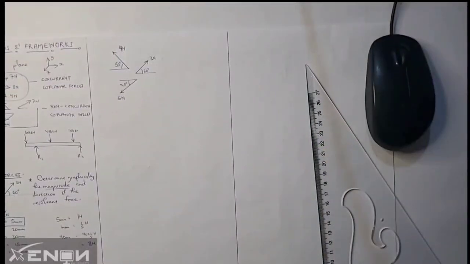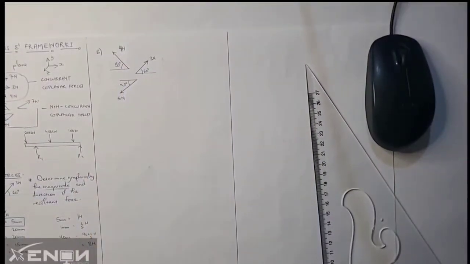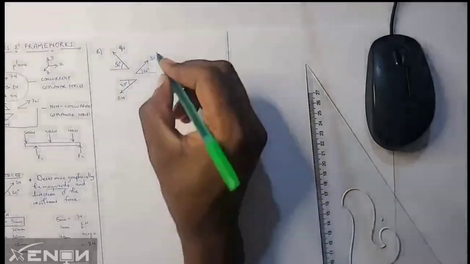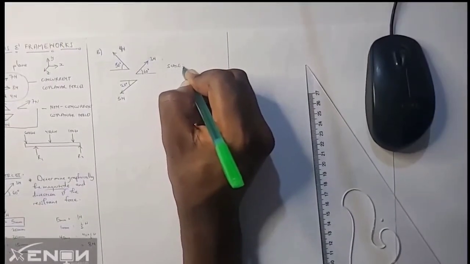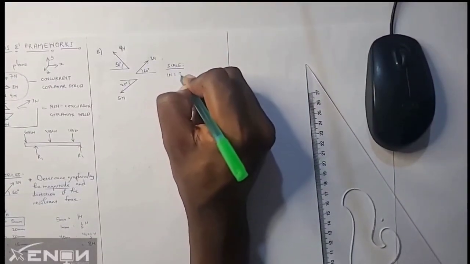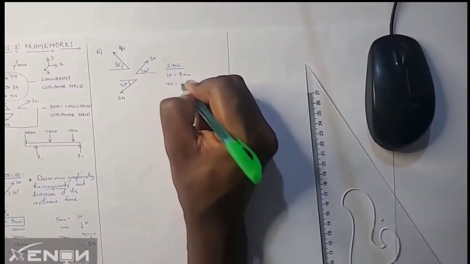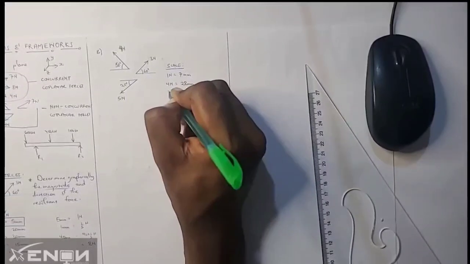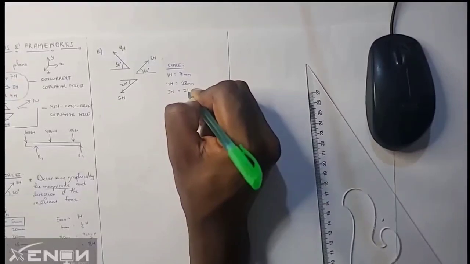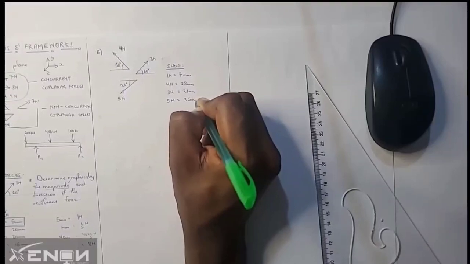Okay, so in our next example, you can see that we have a non-concurrent coplanar force system. The forces this time are non-concurrent. They are originating from different points. So how can we handle a problem like this one? Still, we start off with a scale. I'm going to say that 1 newton is equal to 7 millimeters. That would mean that my 4 newtons would become 28 millimeters. Then the 3 newtons would become 21 millimeters, and the 5 newtons would become 35 millimeters.